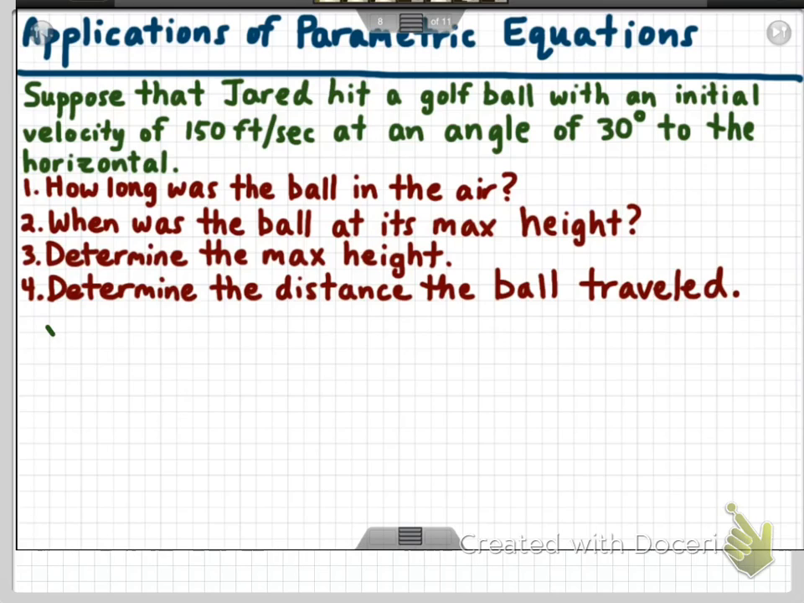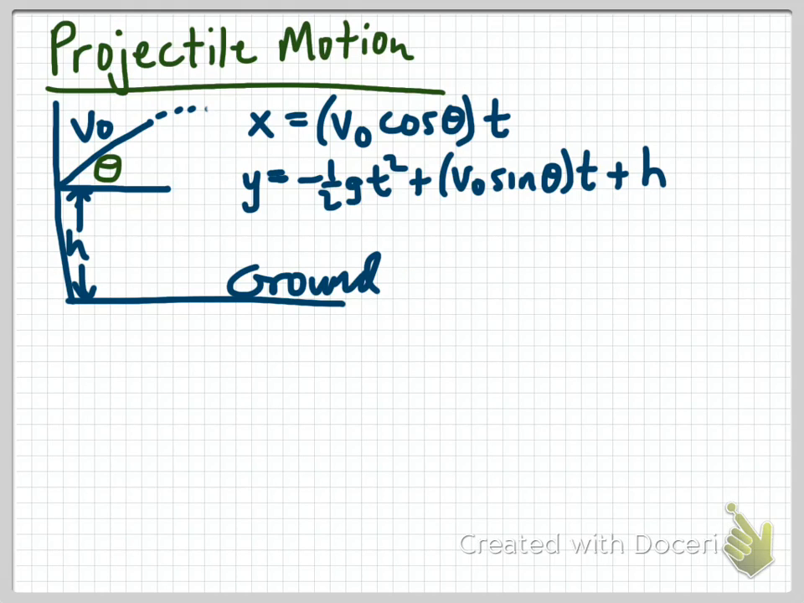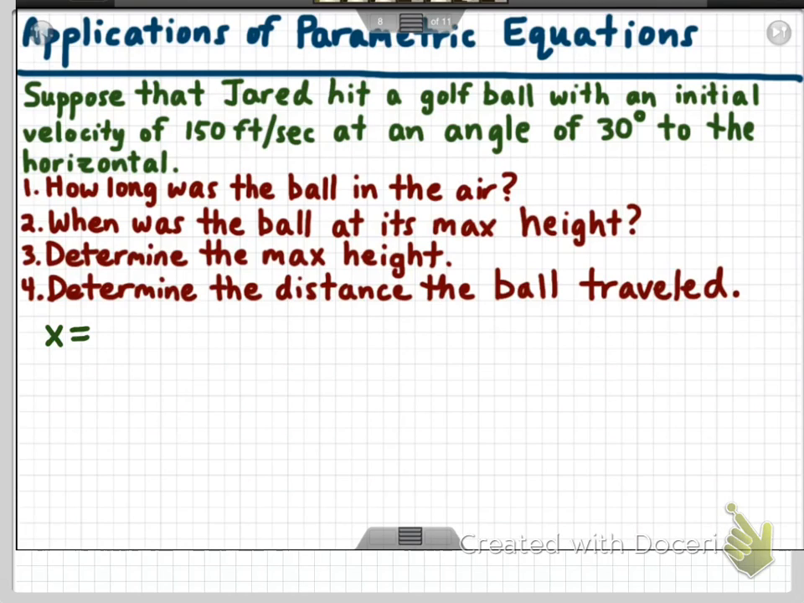The x is the initial velocity multiplied by cosine. So we have the initial velocity, which was 150 feet per second. So 150 multiplied by the cosine of the initial angle, 30 degrees, and we're going to multiply that by t.